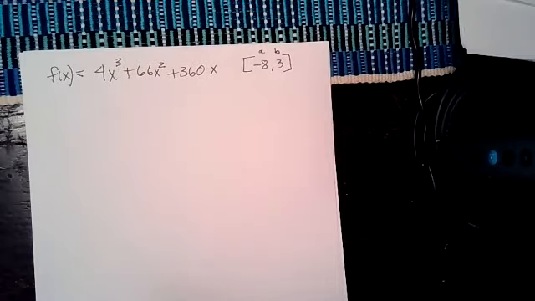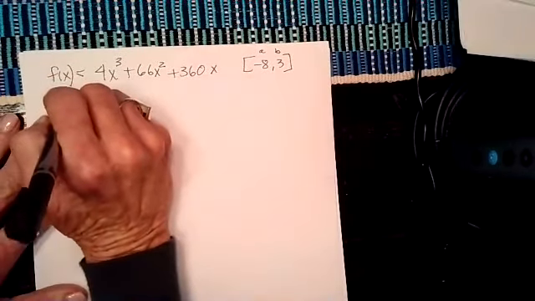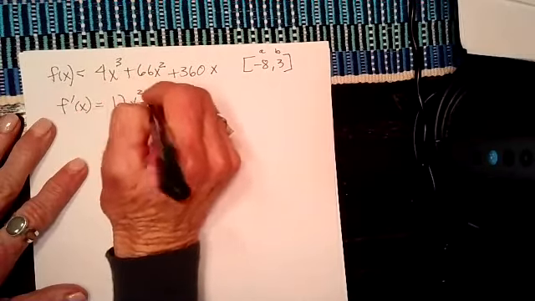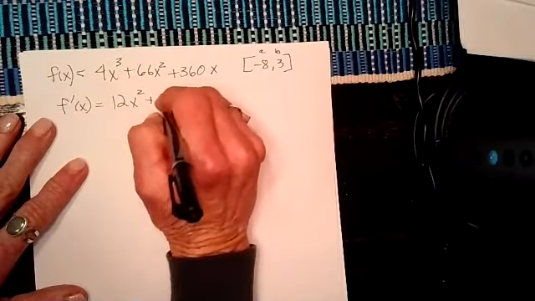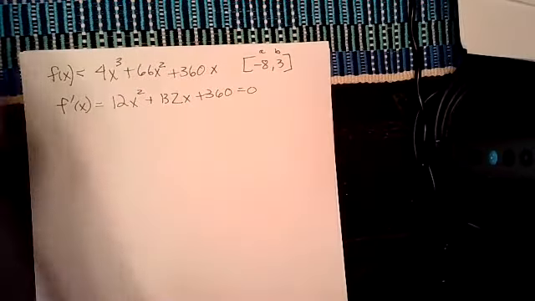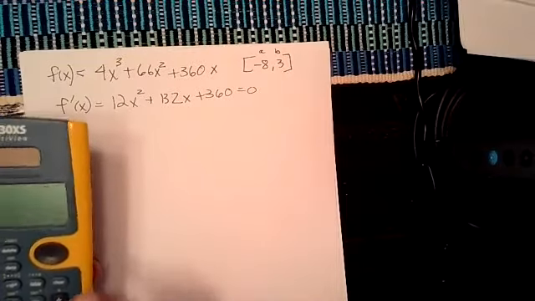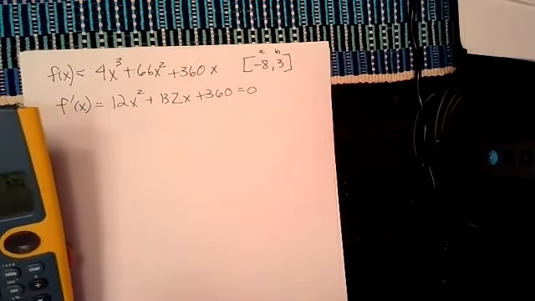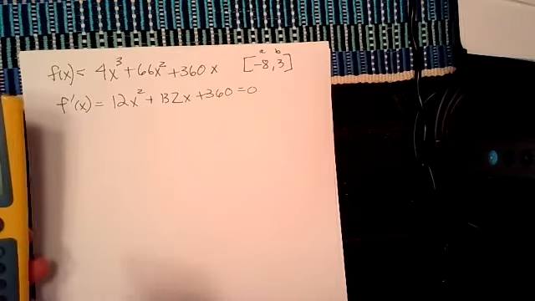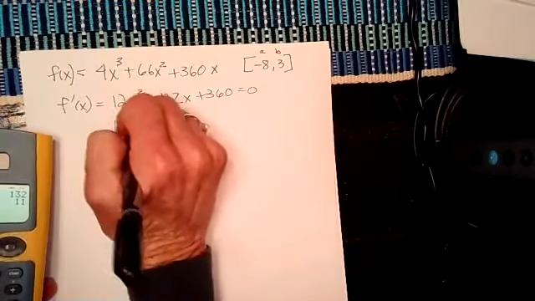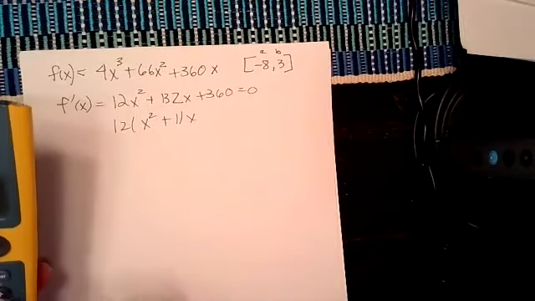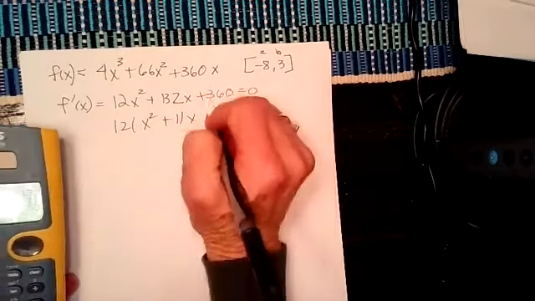All right, let's do it. Let's find my critical values. 12x squared plus 132x plus 360 is equal to 0. And I better check my 66 times 2. Oh my goodness, my dog is 132. All right, so 132 divided by 12 is 11. Okay, so if I factor out a 12, I get x squared plus 11x, and 360 divided by 12 is 30.